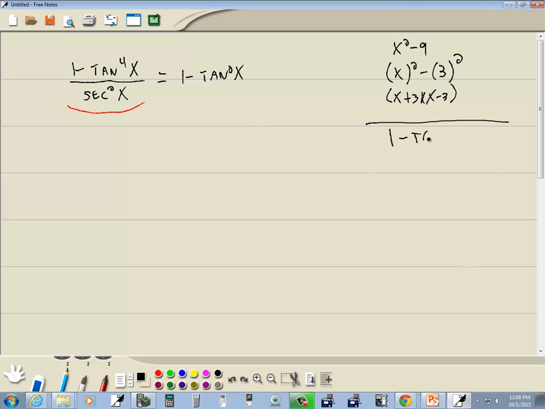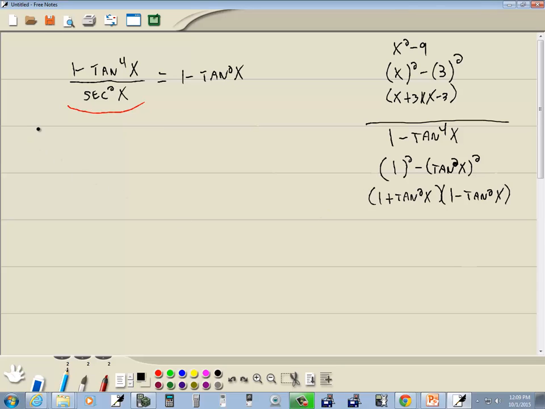We've got 1 minus tangent to the 4th power. So let's do the same thing. We'll try to rewrite it as something squared minus something else squared. Now 1 times 1 gives you 1, and tangent squared times tangent squared gives you tangent to the 4th. So we were able to rewrite it as something squared minus something else squared. So I'll take what's in my first set of parentheses and add what's in my second. And I'll take what's in my first set and subtract what's in my second.